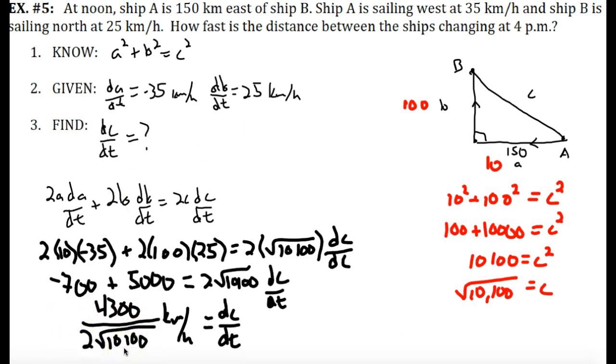So yet again, we had to use the Pythagorean theorem to find a missing piece, but in this one we also had to use a little bit of logic to figure out what these lengths would be. We had to think about, well, 4 p.m. is 4 hours later, so how far would each of these ships have traveled in 4 hours? Let's take a look at one more.